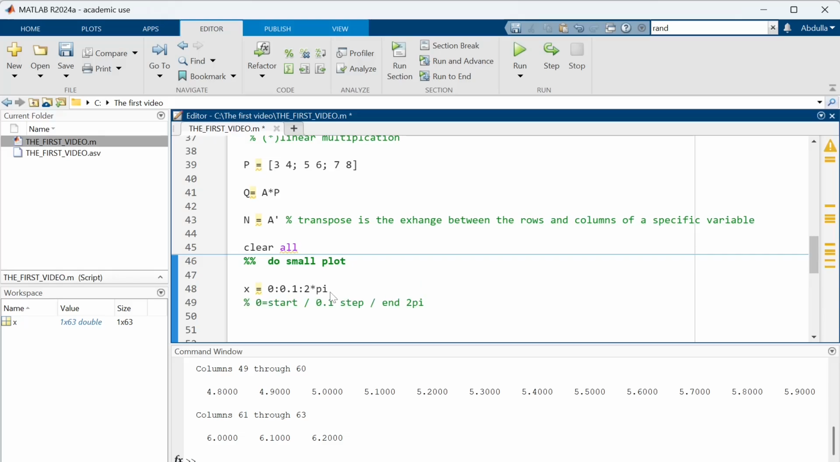So now I press enter and I want to go back. I will just press Control Z, and this exists everywhere, even Microsoft Excel. Control Z is just to undo what you did.